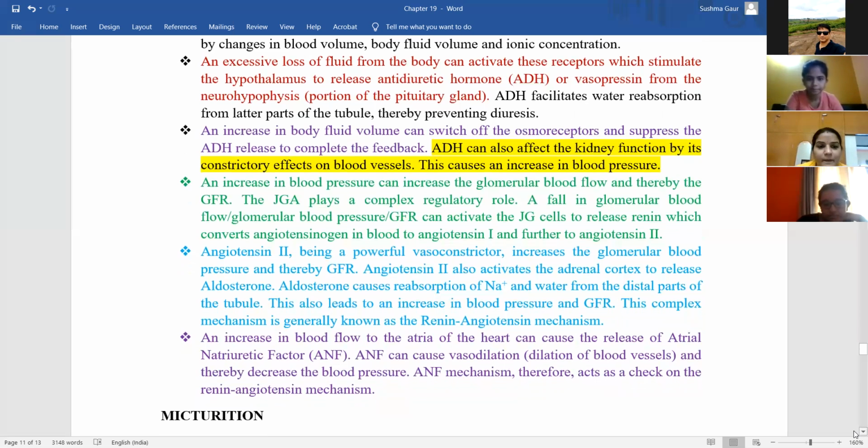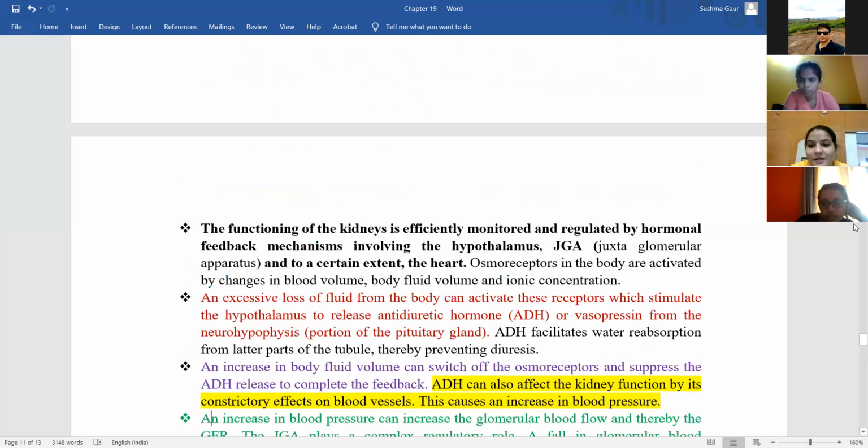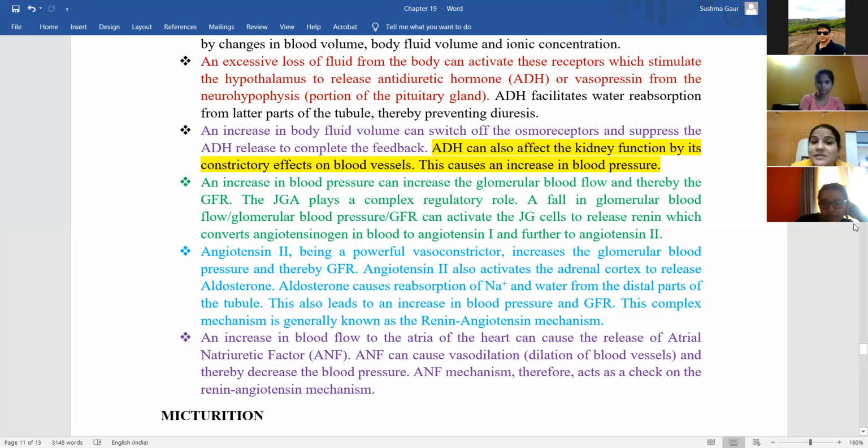Okay. Now, if the blood pressure is increased, then the glomerular filtration rate will also increase. So this JG, that is juxtaglomerular apparatus, plays a complex regulatory role when the blood pressure is increased. Risha, you are understanding, right? I'm telling you about how the blood pressure is regulated. Okay? Yes, ma'am.